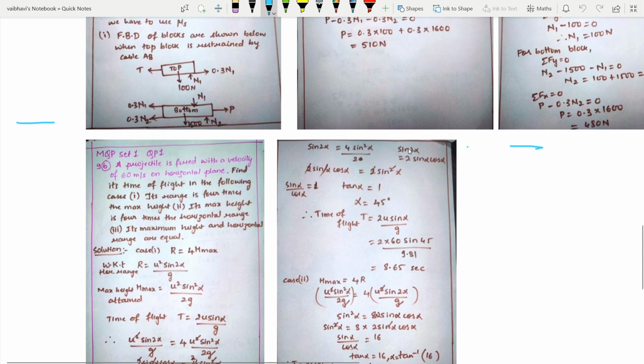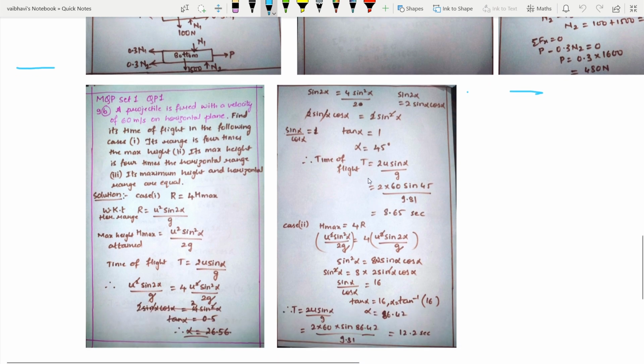Sine 2 alpha we know is 2 sine alpha cos alpha. You should know all these trigonometric operations. So 2 sine alpha cos alpha equal to 2 sine square alpha. Then one sine alpha gets cancelled. So you get sine alpha by cos alpha, that is tan alpha equal to 1, alpha equal to 45 degrees.